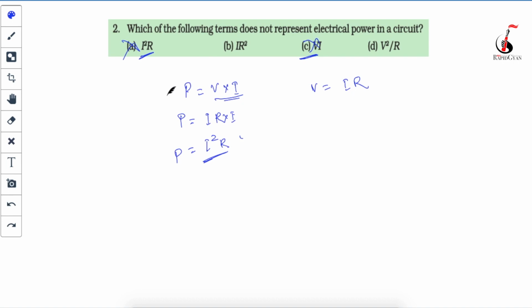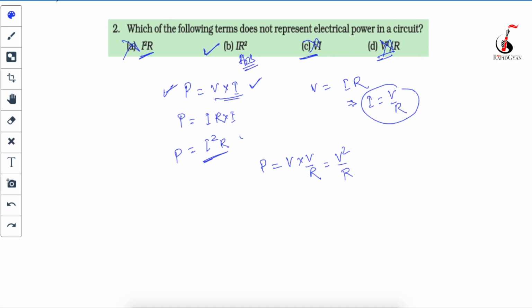Now again come to this part only. If V equals IR, what will be the value of I? I is equal to V upon R. Let's replace this value of I in this. So what will I get? P is equal to V multiplied by V upon R, which is equal to V square upon R. So V square upon R is also here. So B is your correct answer. Very simple question.